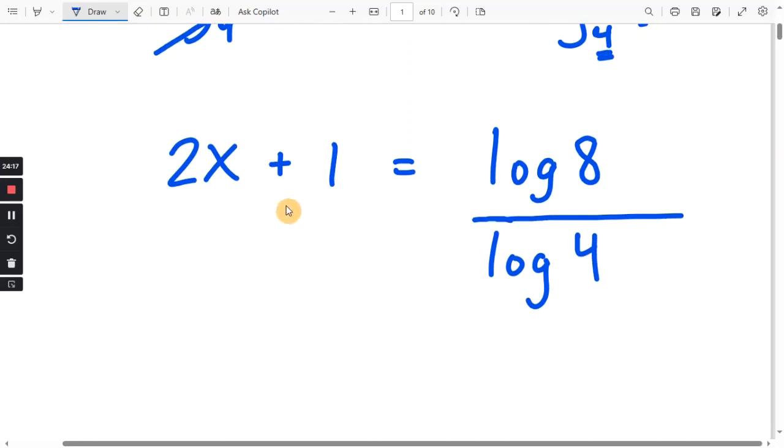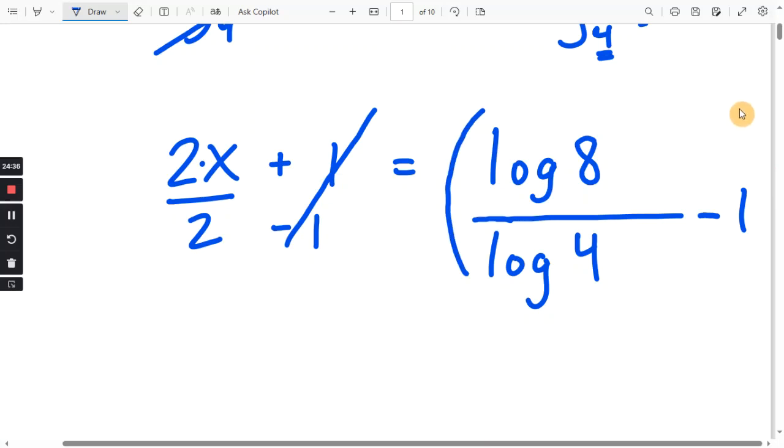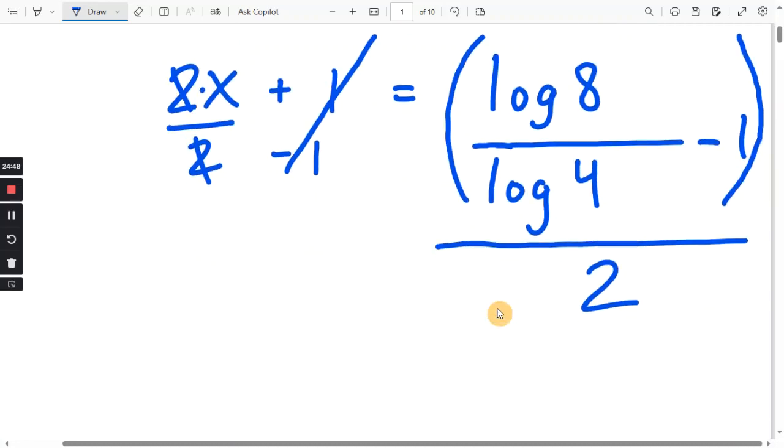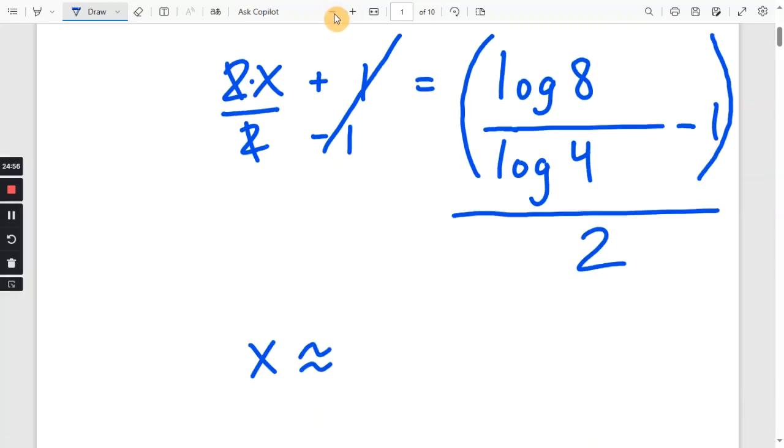Continuing on, we're solving for x. The opposite of plus 1 is minus 1. So I just did minus 1 on both sides. And here we have 2 times x. The opposite of times 2 is divided by 2. So I'm going to divide this whole thing by 2. The 2's cancel, and whatever I get here is going to be my solution for x. I suspect I'm going to have to round off again, so let's round off to 4 decimal places.